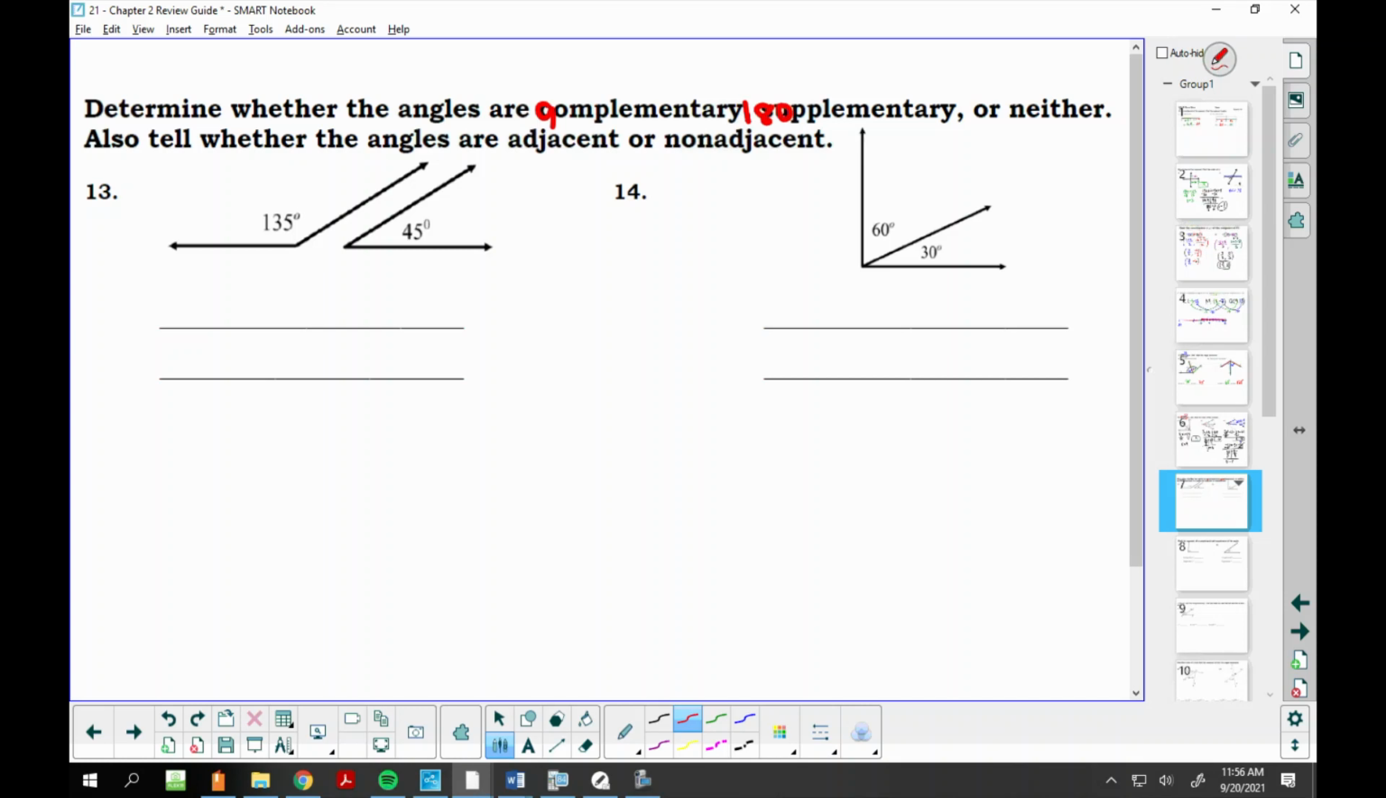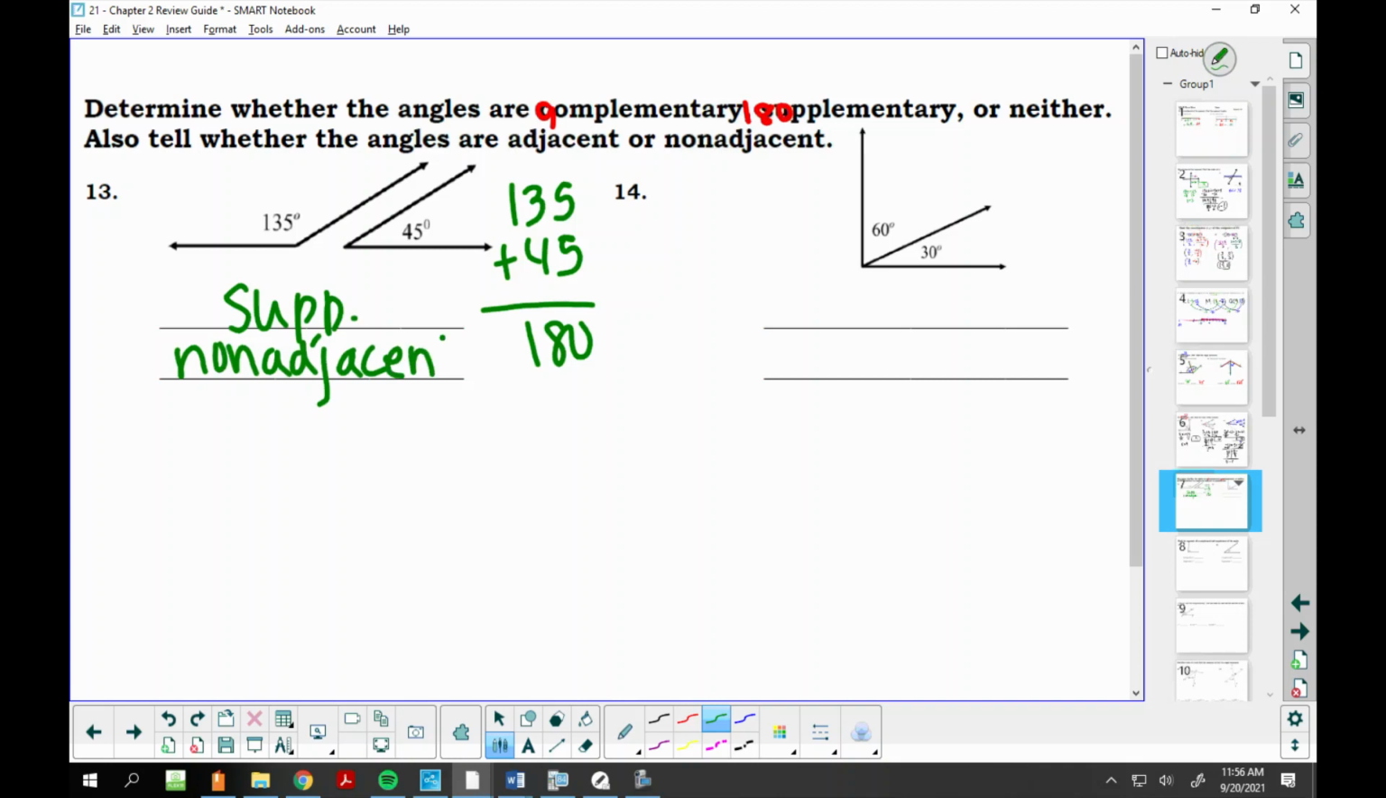All right, so this first one, when you add 135 plus 45, you get 180, which makes them supplementary. Are these angles adjacent? Are they right next to each other? No. So these are non-adjacent angles. They don't share a common vertex, they don't share a common side, they don't share anything.